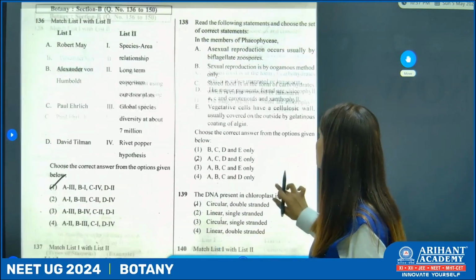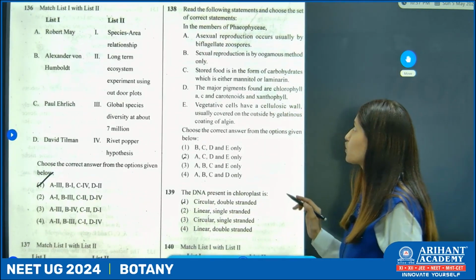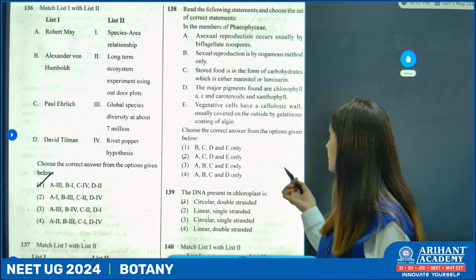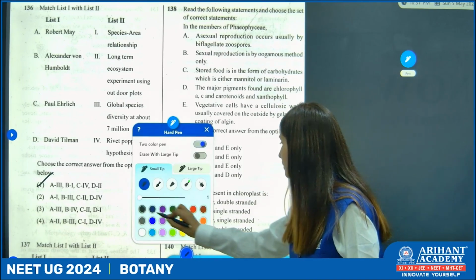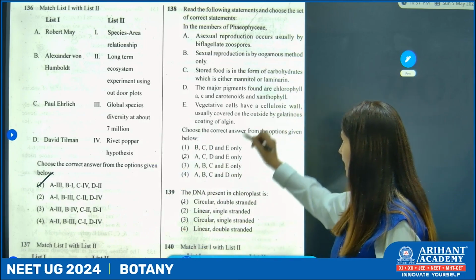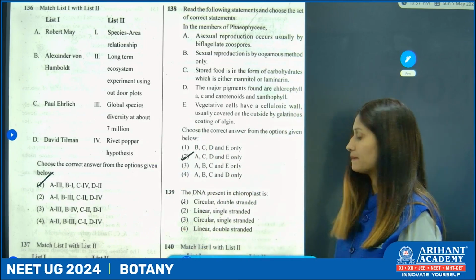Let's see the next one. Read the following statements and choose the correct set of statements in the members of Phaeophyceae. Phaeophyceae, the brown algae. So, you have to check the characters and answer would be B.